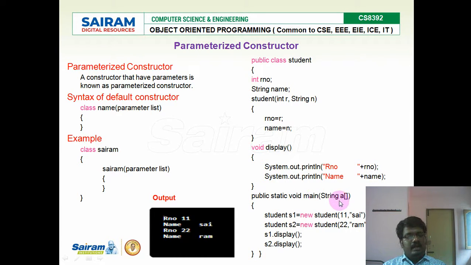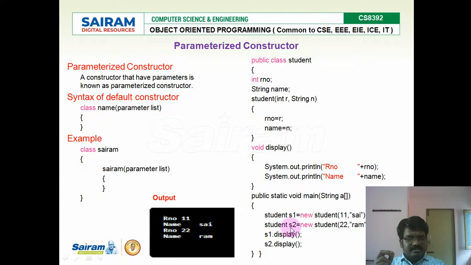In public static void main, I am creating two objects with the parameterized constructor. What happens here is that 11 and Sai will be sent to R and N, and in turn R will be assigned to roll number. That is, 11 will be given to roll number and Sai will be given to name. For the object S1, roll number will be 11 and name will be Sai. That is what happens in this line: the parameterized constructor initializes the member variables for the object S1.